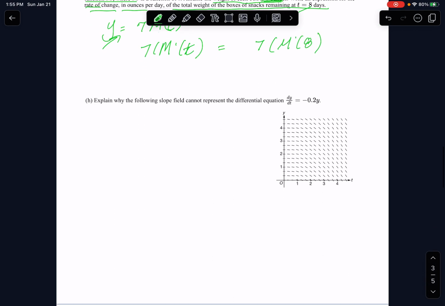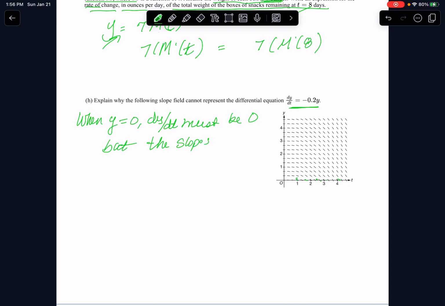And now the last one, H. Explain why the slope field can't represent dy dt equals negative 0.2y. And you can see this is like the one we had. If we put a 0 in for y, we should be getting 0. So that's the easiest thing to say. So we can say when y equals 0, dy dt must be 0. But the slopes on the given field at y equals 0 are not equal to 0.